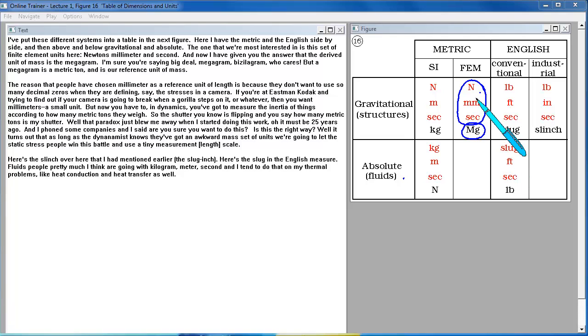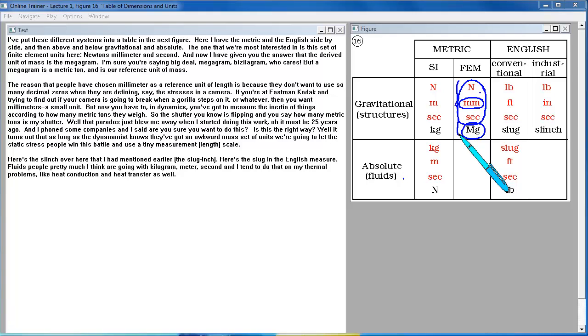And the reason that people have chosen millimeter as a reference unit of length is because they don't want to use so many decimal zeros when they're defining, say, the stresses in a camera. If you're at Eastman Kodak and trying to find if your camera is going to break when a gorilla steps on it or whatever, then you want millimeters, a small unit. But now in dynamics, you've got to measure the inertia of things according to how many metric tons they weigh. So the shutter is flipping, and you say, how many metric tons is my shutter? Well, that paradox just blew me away when I started doing this work.